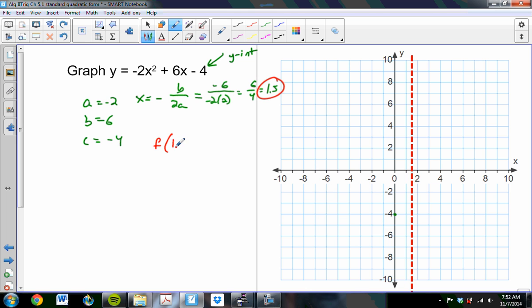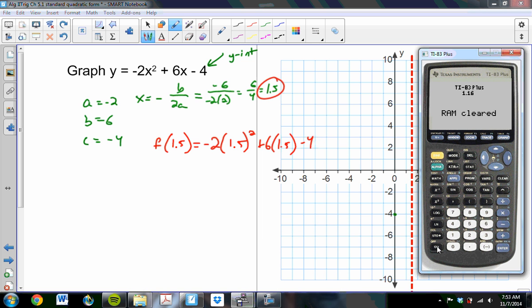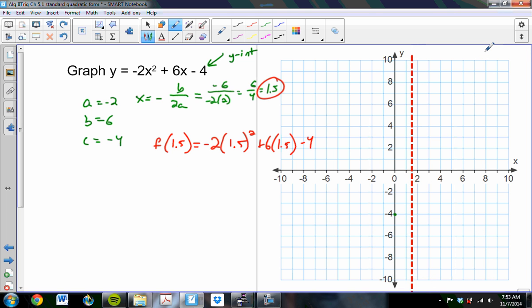So I'm going to do f of 1.5, I'm doing -2 times 1.5 squared plus 6 times 1.5 minus 4. And I think I'm going to do that in my calculator. You sure can too. -2 times 1.5 squared plus 6 times 1.5 minus 4. Get out 0.5. Point 1.5 comma 0.5. That's my vertex. Right there in the middle of that square.